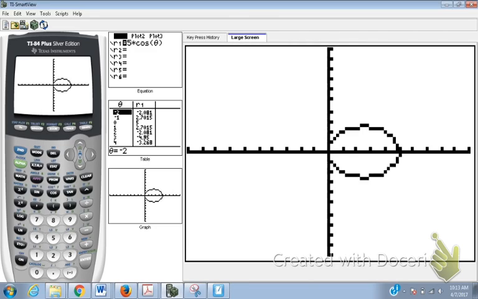Now all of our graphs should look the exact same. If you hit zoom 6, your graph should look exactly like mine. Tell me if yours does not.